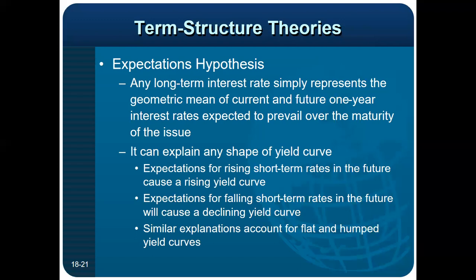The expectation of rising short-term rates in the future causes a rising yield curve. So basically, if there is an expectation that short-term rates will increase, the yield curve starts to increase. So it depends on the short-term expectation. The expectation of falling short-term rates in the future will cause a declining yield curve. And a similar explanation accounts for flat and humped yield curves. So basically it depends on the expectation.